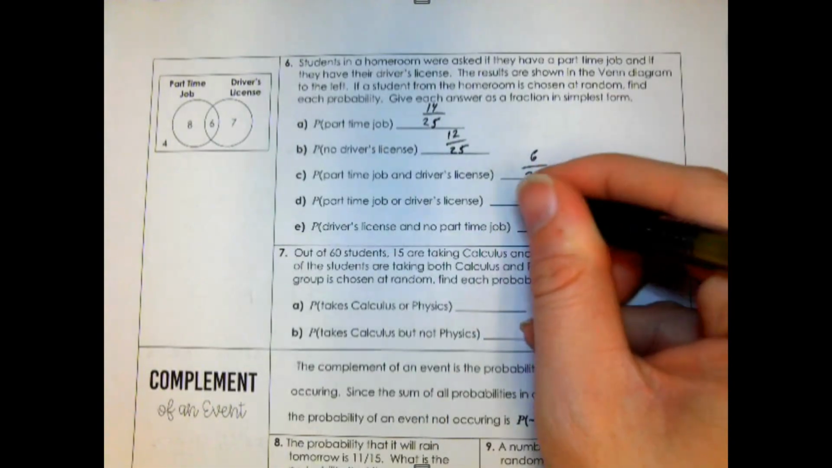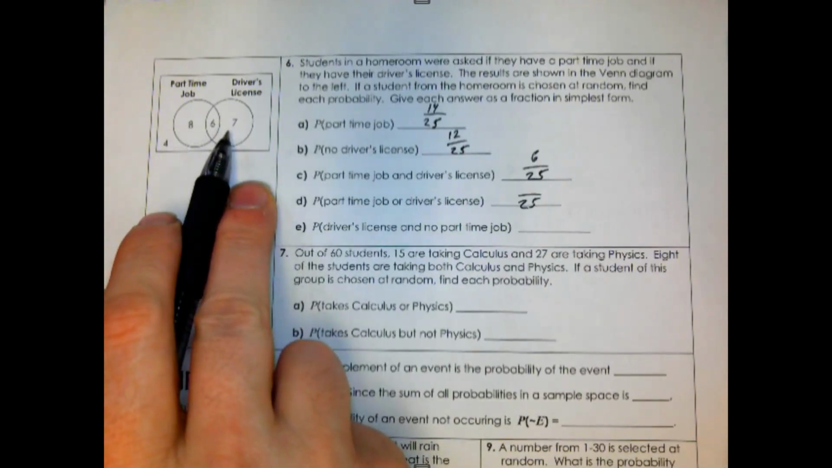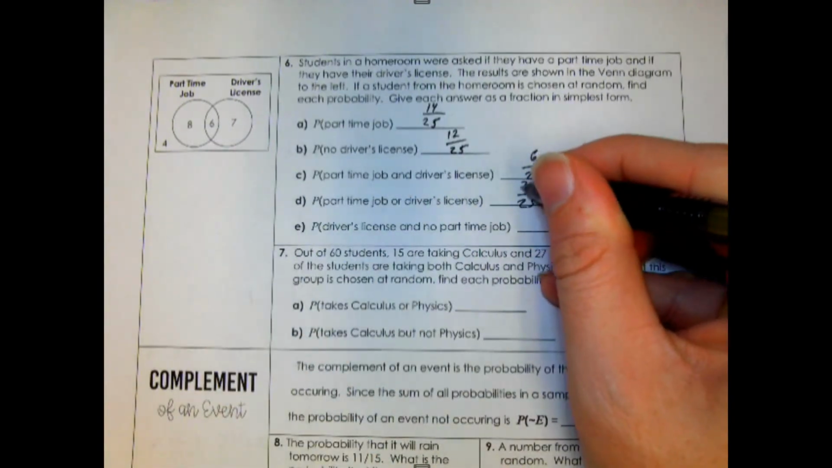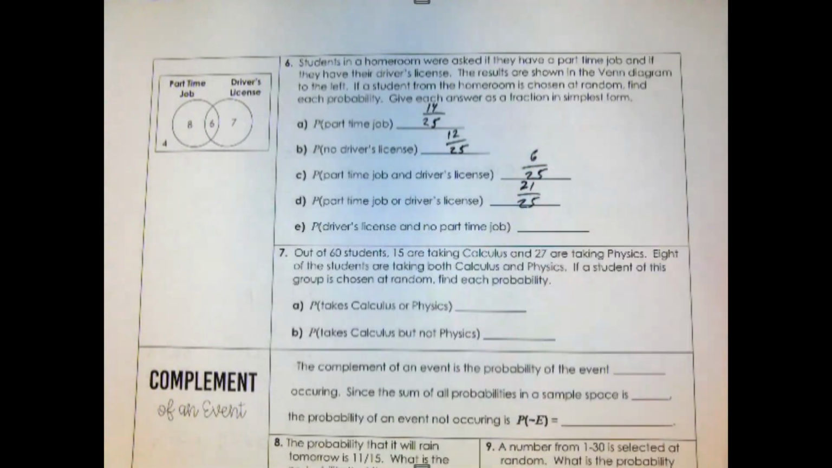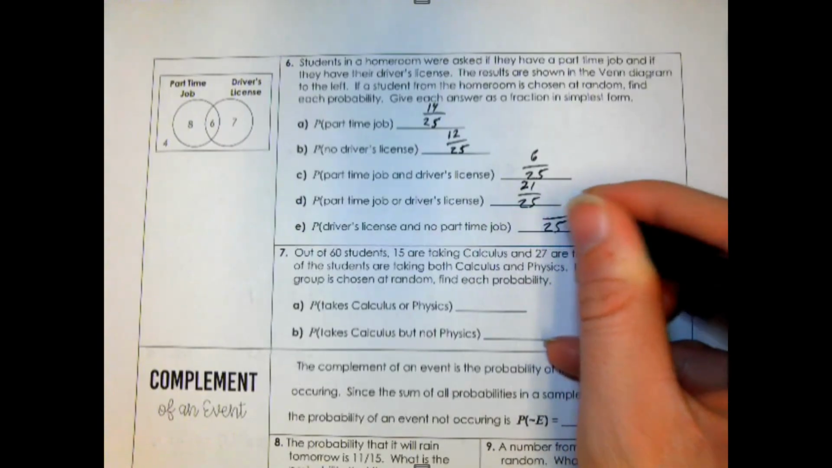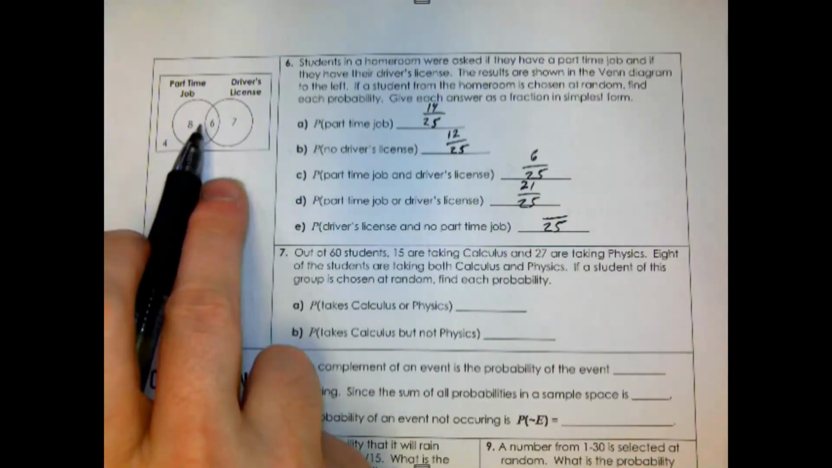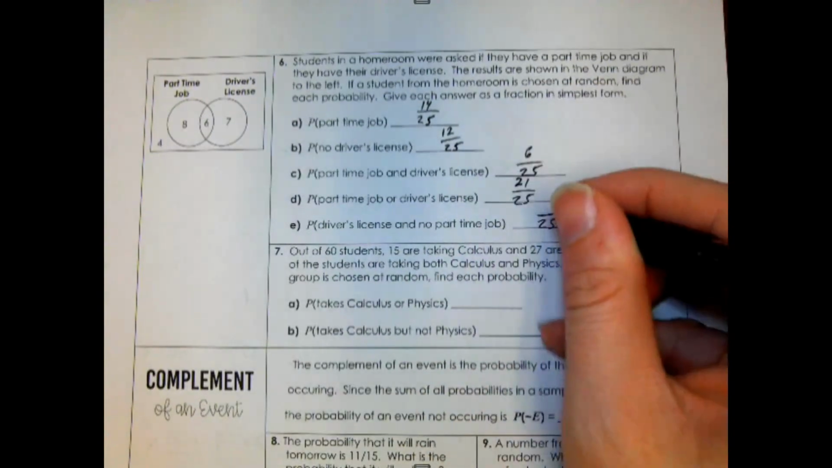Out of the 25 students, how many have either a part-time job or a driver's license? All but 4, so 21. And out of the 25 students, how many have a driver's license but no part-time job? 7.